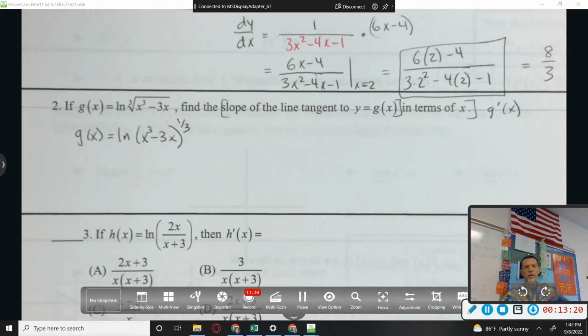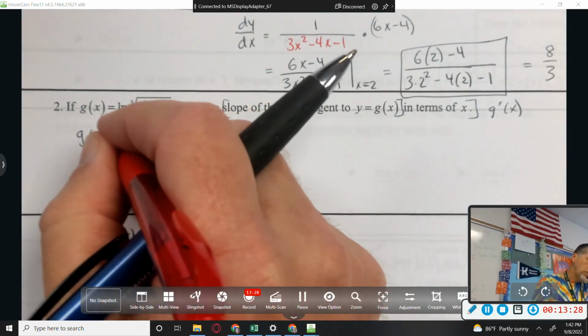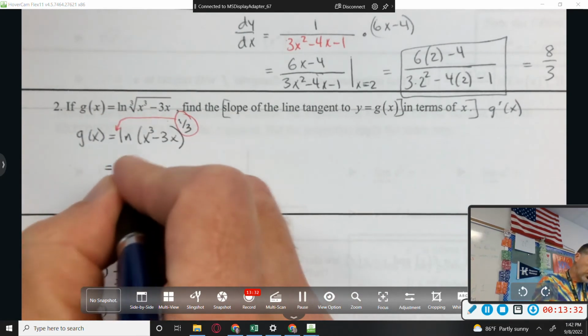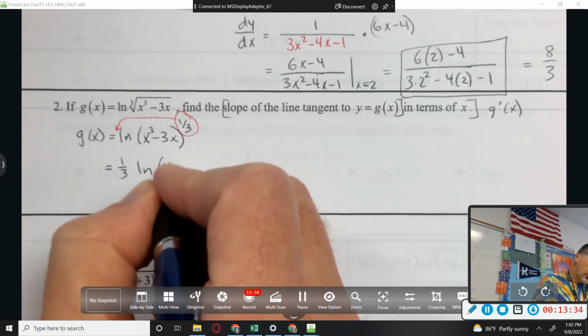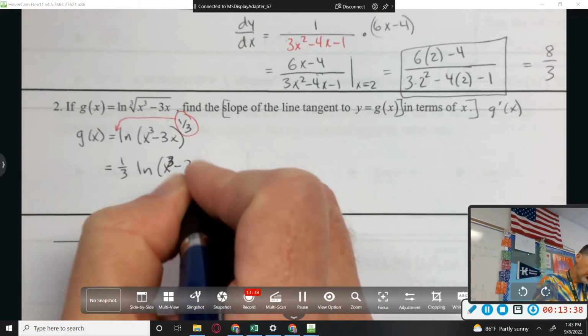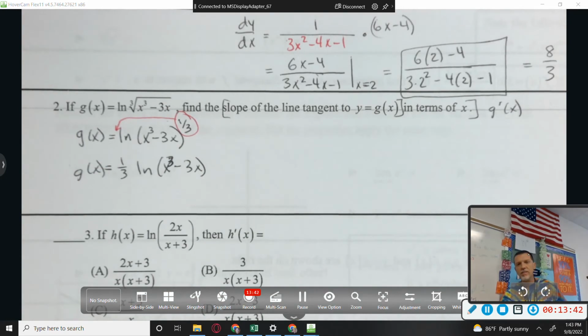with the power, because what can I do with that power? Chain rule. I can make it a coefficient even before we do chain rule. So I'm still doing algebra here. X cubed minus 3x with the 1/3 out front. Still have not done calculus. That's still algebra.